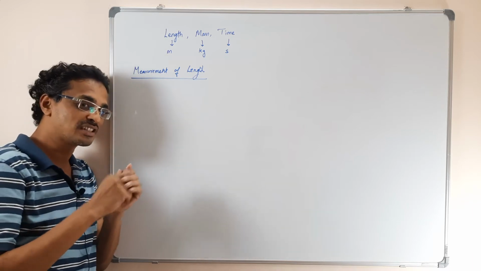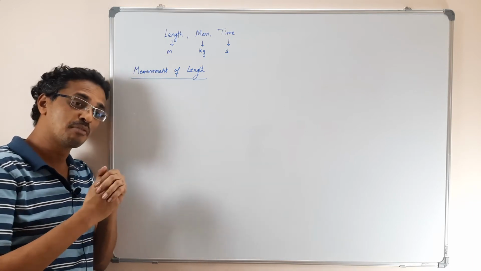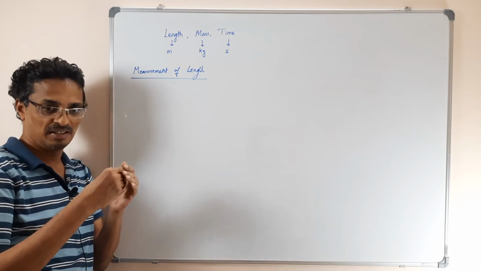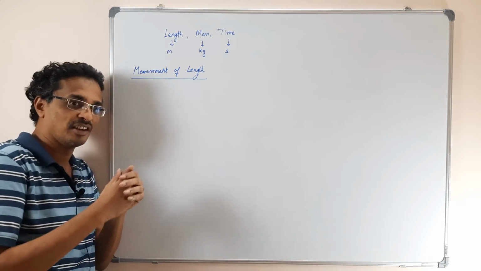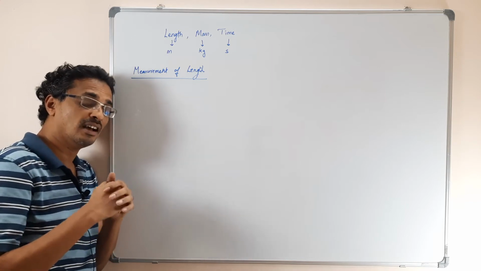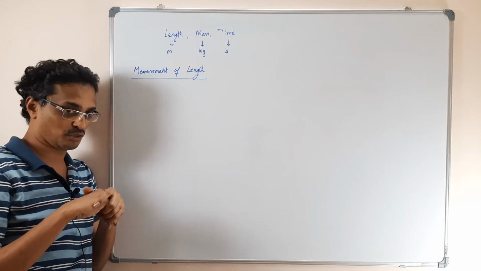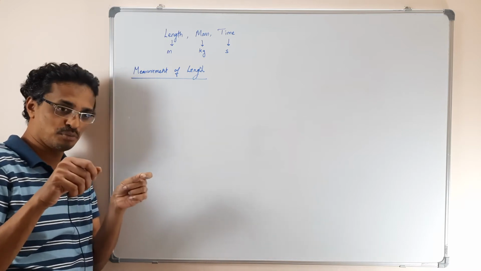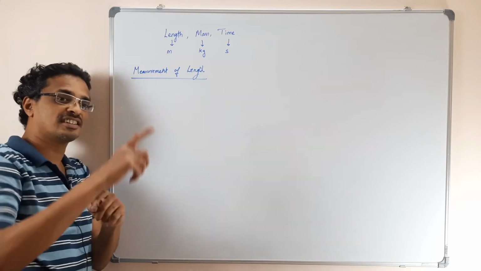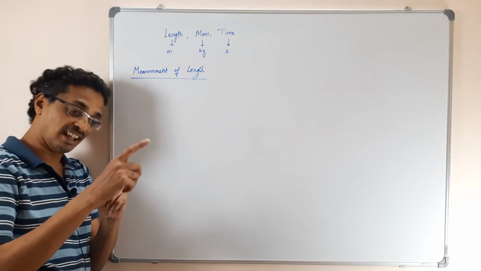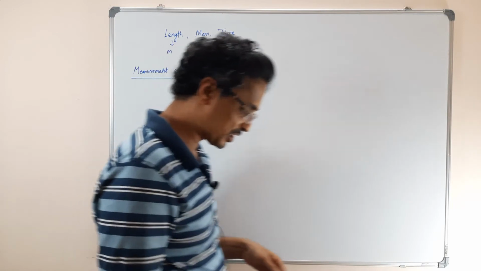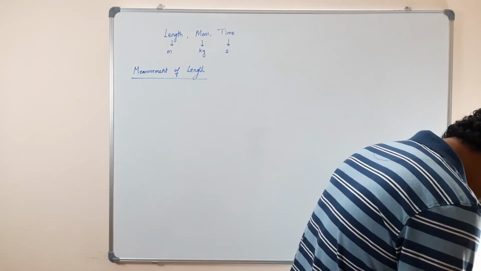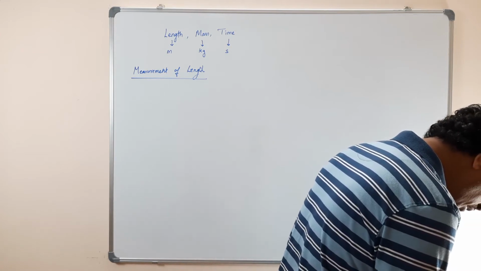For small objects you use a microscope. If you want something still smaller, at the atomic structure level, then you use a microscope called an electron microscope. For the smaller distances you use the microscope to measure the distance, and for the larger distances you use telescopes. So this is the way length is measured.